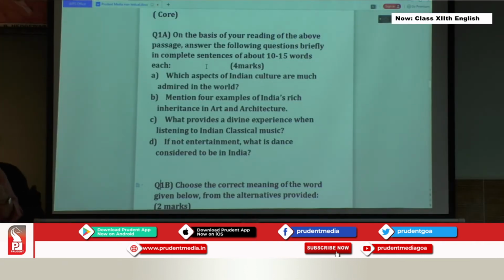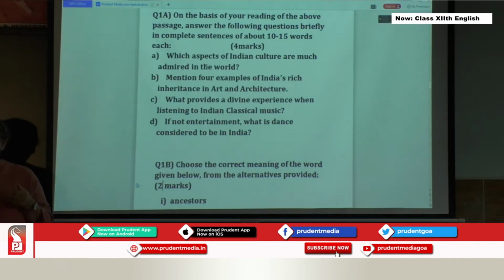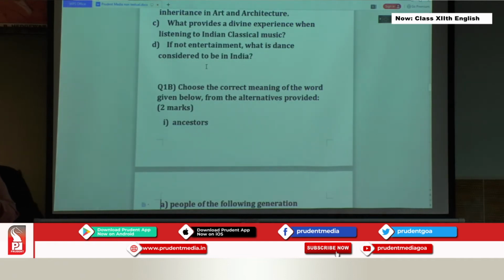That's question 1B and question 1C. Question 1B reads like this. Choose the correct meaning of the word given below from the alternatives provided. Please note that one alternative may be, of course, it's up to the paper setter, it may be none of the above.